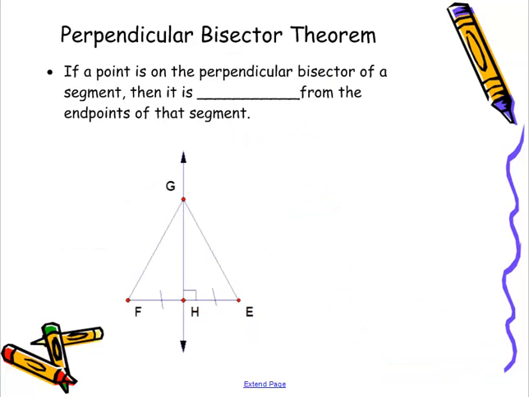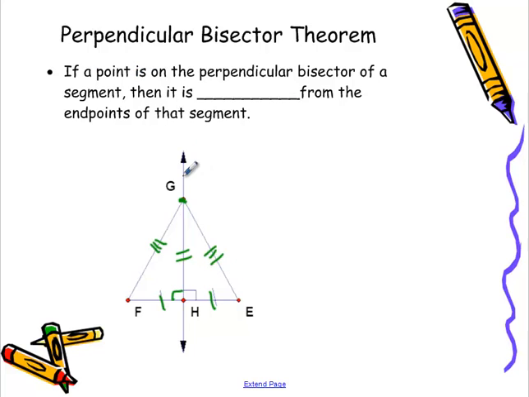And our last example about perpendicular bisectors, and we'll look at proofs of perpendicular bisectors separately. First we want to look at this. If a point is on the perpendicular bisector of a segment, like point G, that's the one we're referring to here, then it is blank from the endpoints. So because these are both right angles, they're congruent. These are congruent, and this is congruent to itself. So I know that these two triangles, the left side and the right side, are congruent. And when I look at CPCTC, I know that this segment is congruent to this segment.